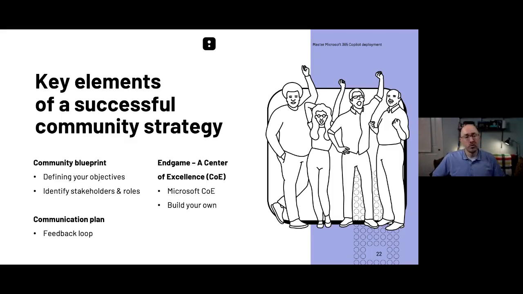The community blueprint is going to include an objective. Why are we as an organization rolling out Copilot? Why are we as a business unit implementing Copilot as part of our day-to-day business activities? Identify the stakeholders and roles that you're going to have at this stage. You're also going to provide a communication plan, and the communication plan is also going to be a feedback loop. You're going to use this to publish out news announcements and updates. You're going to gather information from your users, and if you put that into one place, it's going to make your life a lot easier.